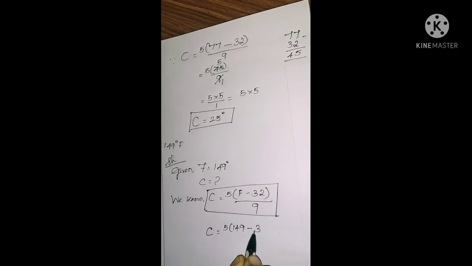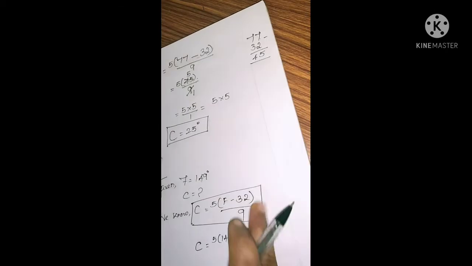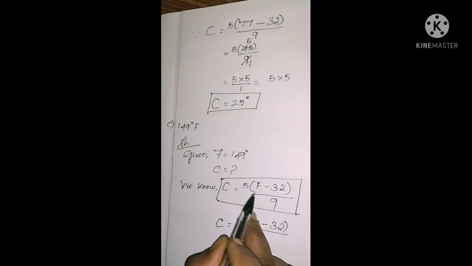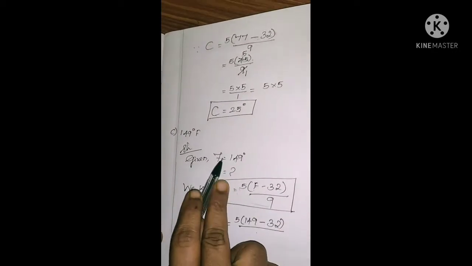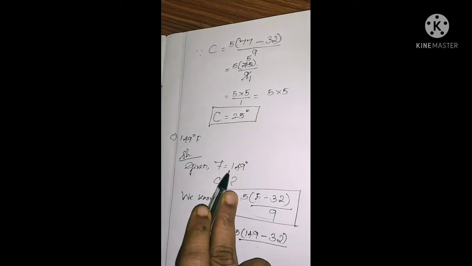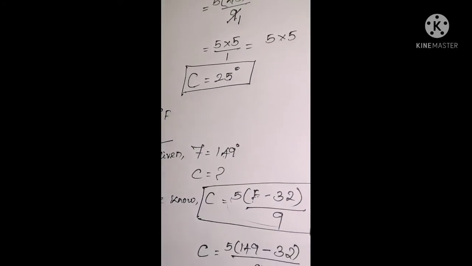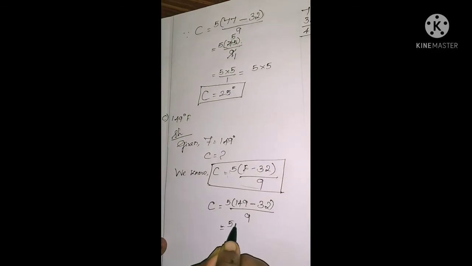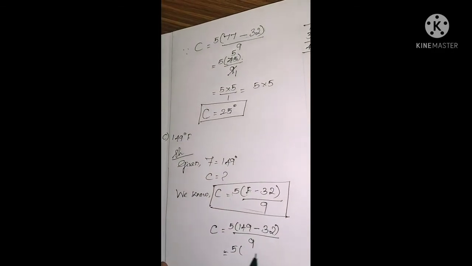149 minus 32. Just copy from the formula and write the remaining. That's all. The letter which is given here, only that you want to substitute. F is given, so F is 149. The remaining you can simplify easily. So 5 into, first you want to complete the bracket. That's the rule, is it?